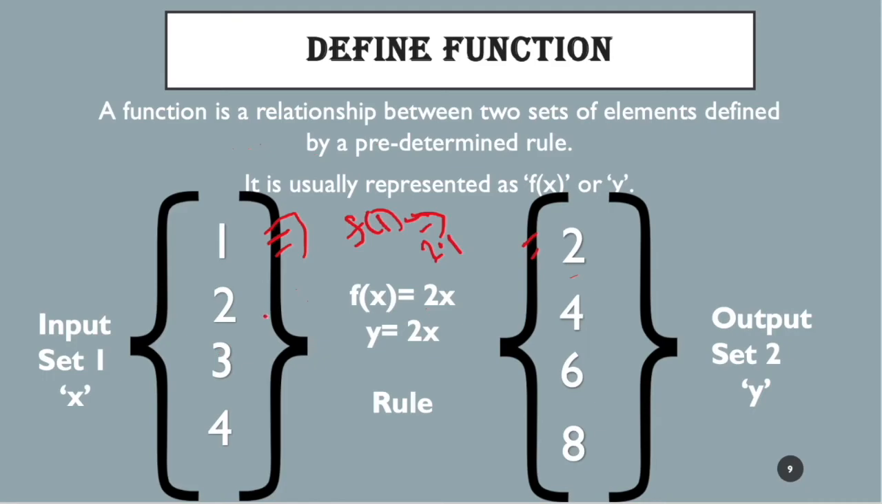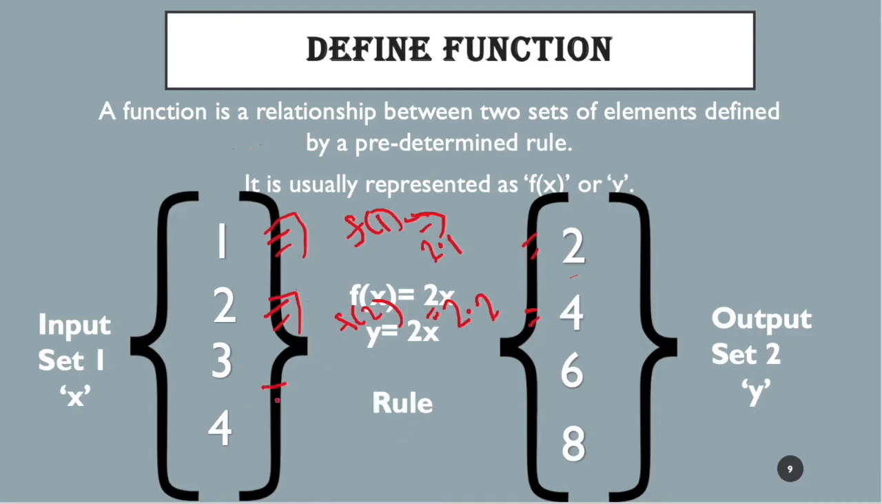Now for the second input variable, which is 2, what is the value of the function when x equals 2? That is f of 2. Again, wherever you see x, you replace it by 2. So we get 2 times 2, which is equal to 4. So that would be our corresponding output value.